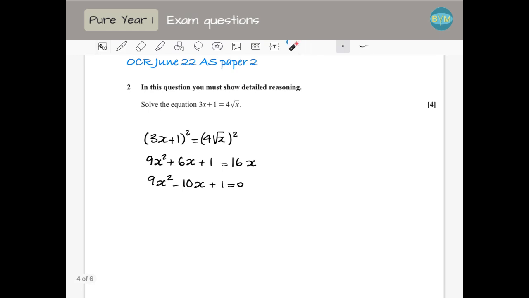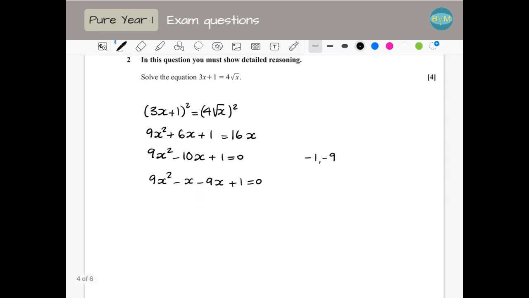Remember, when we have a coefficient here, we are looking for two numbers that multiplied together give me 9 and added together give me minus 10, so in this case it will be minus 1 and minus 9. So we can write this as 9x² minus 9x minus x plus 1 equals 0. So we are separating this minus 10x into minus 1x and minus 9x. And then we factorize this expression, the first half and then the other half.